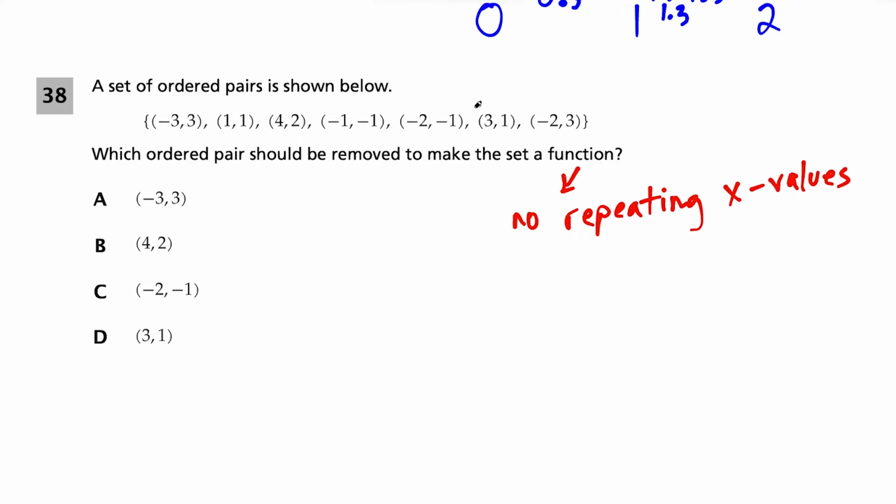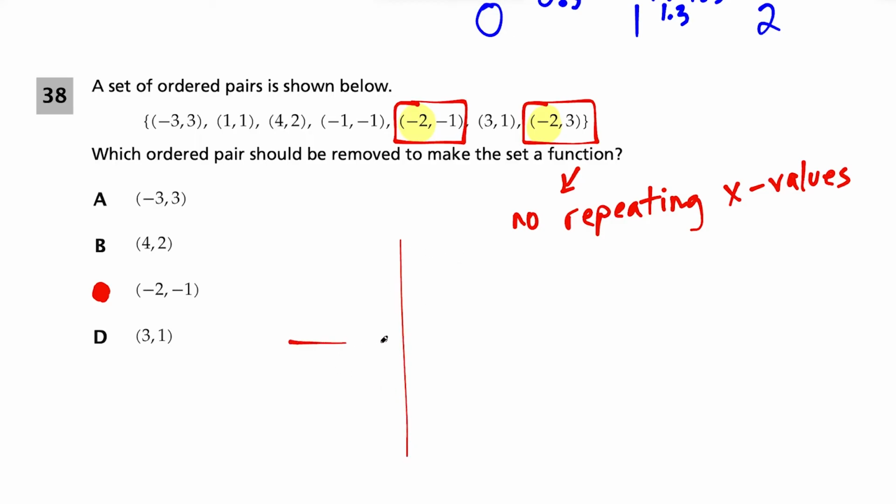Here are the culprits: (-2, -1) and (-2, 3). These points are the problem because notice that -2 shows up twice. So one of these points would have to be removed, and the only one that shows up in the answer key is choice C.